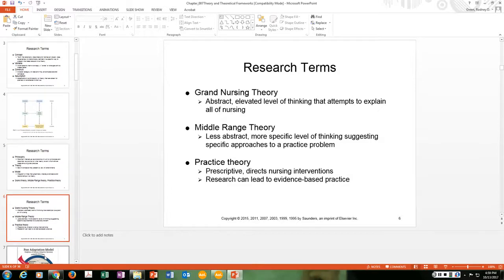Other research terms in this chapter are grand nursing theory, middle range theory, and practice theory, and we will go through these. But at the highest level of thinking is the grand nursing theory. This is defined as an abstract, elevated level of thinking that attempts to explain all of nursing.